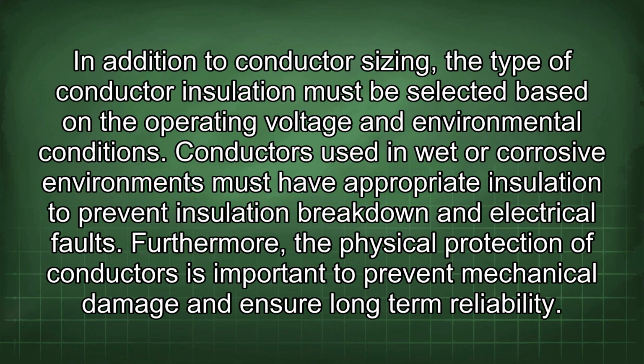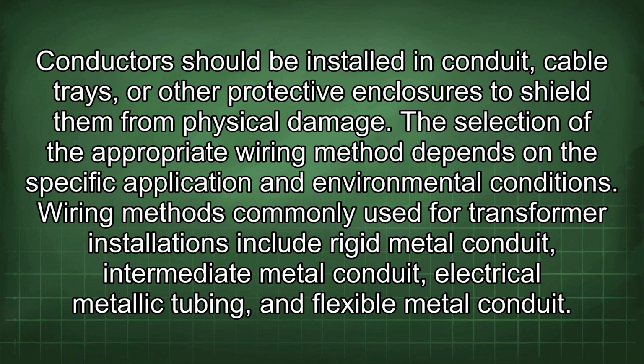In addition to conductor sizing, the type of conductor insulation must be selected based on the operating voltage and environmental conditions. Conductors used in wet or corrosive environments must have appropriate insulation to prevent insulation breakdown and electrical faults. Furthermore, the physical protection of conductors is important to prevent mechanical damage and ensure long-term reliability. Conductors should be installed in conduit, cable trays, or other protective enclosures to shield them from physical damage. The selection of the appropriate wiring method depends on the specific application and environmental conditions.